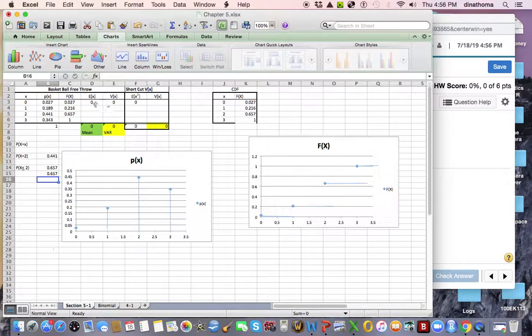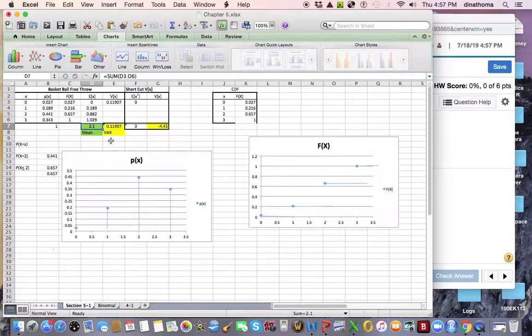To find expected value, the formula says I take my x and multiply it by my p of x. As you can see, I take 0 times 0.27, which is 0. If I drag this down like we've learned before, it does the same thing. So there is 1 times 0.189, 2 times 0.441, and 3 times 0.343. If I add them together, I have a mean. So I expect to make 2.1 shots.